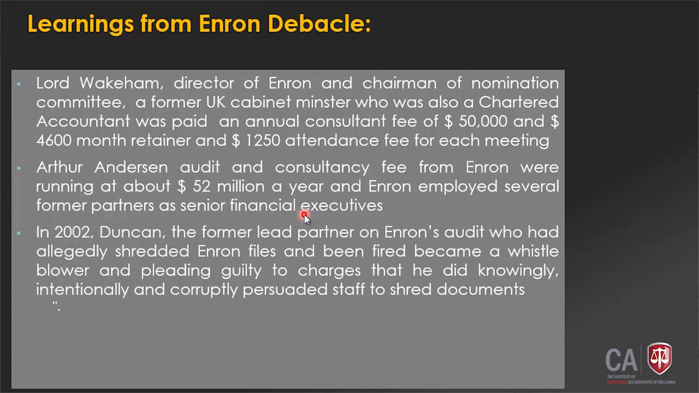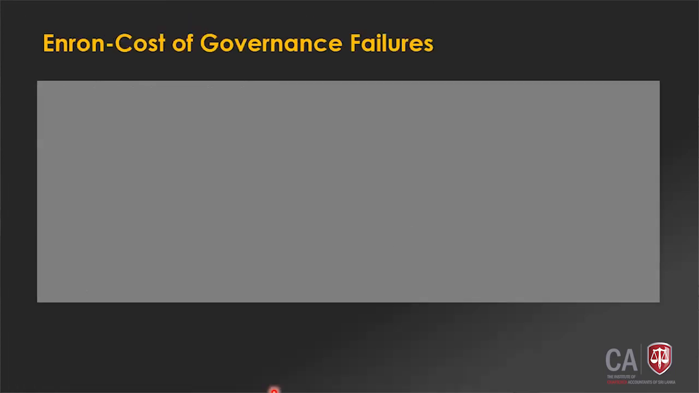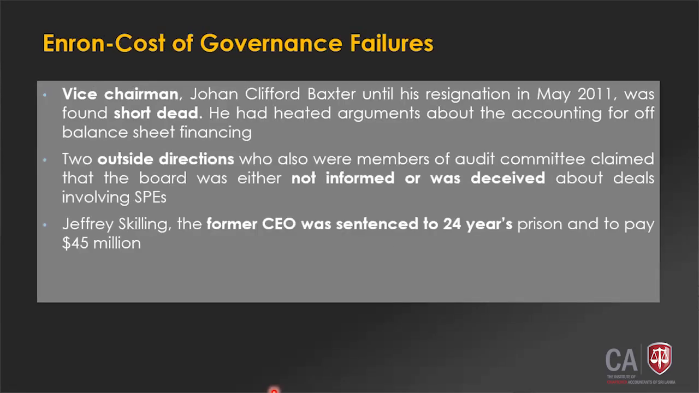And then one audit partner instructed the audit team to destroy working papers. Finally, this last bullet point is very important: there are dozens of reasons that the board failed to heed and identify that this company was going to crash, and it crashed, right? So then, there was more information in this slide.